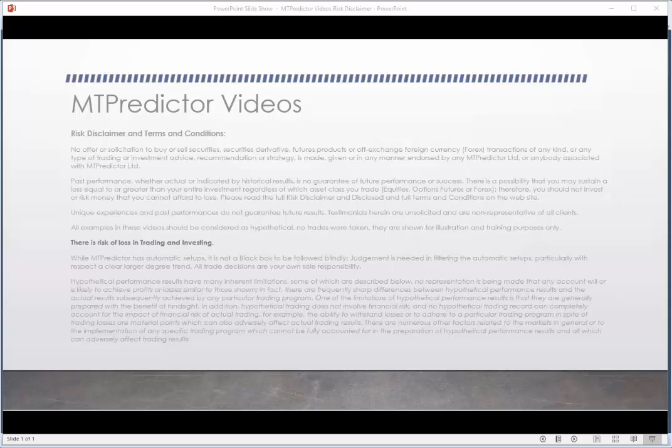In today's MTPredictor video, I'd like to look at using the large degree trend with an example from the US minis from yesterday. But first we start with our risk disclaimer.